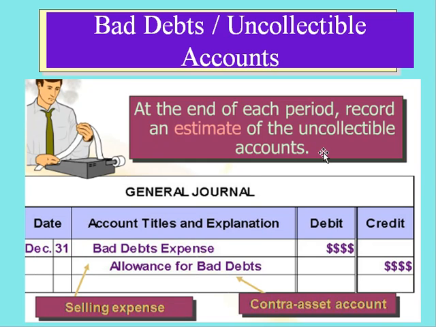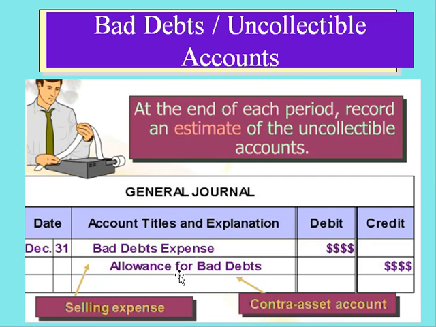But again, so our financials look accurate, we want to go ahead and make an allowance for the amount we think will go bad. So at the end of an accounting period, we will make an adjusting entry. We will debit bad debt expense. That's an expense that will hit our income statement, so our expenses will go up for that, and we will credit this allowance for bad debts.